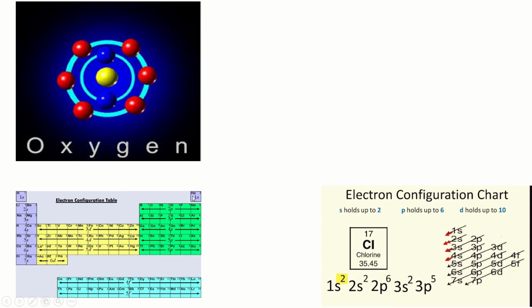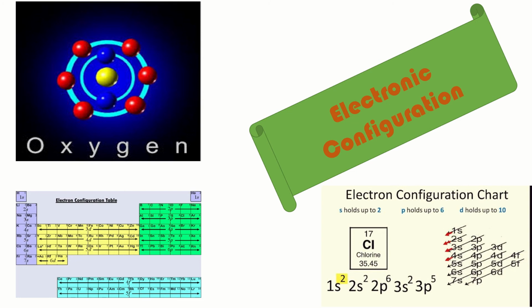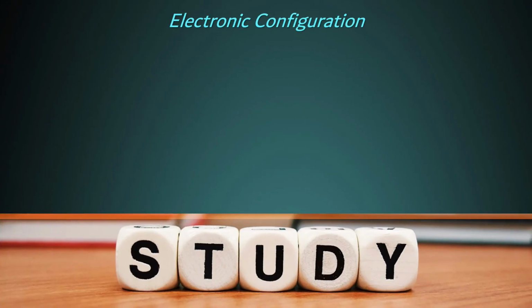Look, there is a common thing in these pictures. Can you tell which it is? The common thing is electronic configuration. That is the root of inorganic chemistry. Today, in this session, we will learn about electronic configuration. So, at first, we have to know what electronic configuration is, how it is done, and what the base of this electronic configuration is.